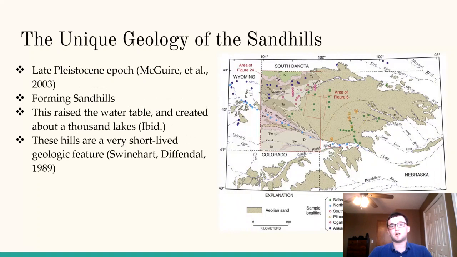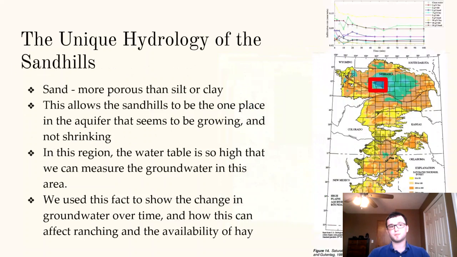So about the unique geology of the Sandhills. In the late Pleistocene epoch, it is theorized that the rivers and streams that flowed through this region were blocked by dune sand, which formed the Sandhills. This raised the water table 25 meters over 7,000 square kilometers and created about 1,000 lakes. These hills are a very short-lived geological feature. As I mentioned before, they're only about 8,000 years old, and it's projected that they'll only remain for 2,000 to 4,000 years after this. So they're very, very unique as far as geology goes.